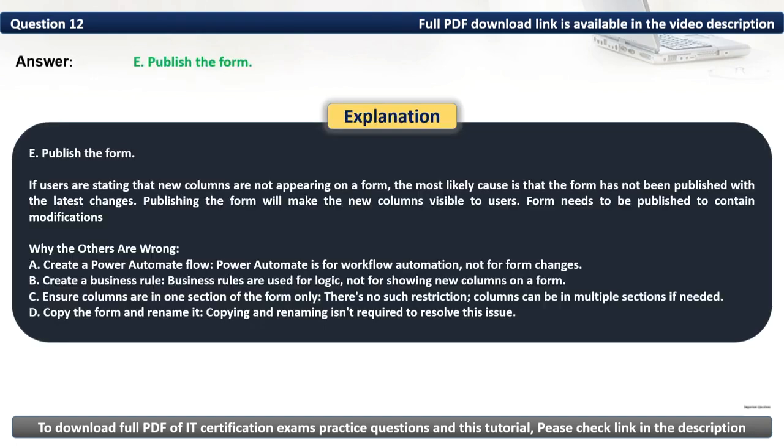If users are stating that new columns are not appearing on the form, the most likely cause is that the form has not been published with the latest changes. Publishing the form will make the new columns visible to the users. Form needs to be published to contain modifications.